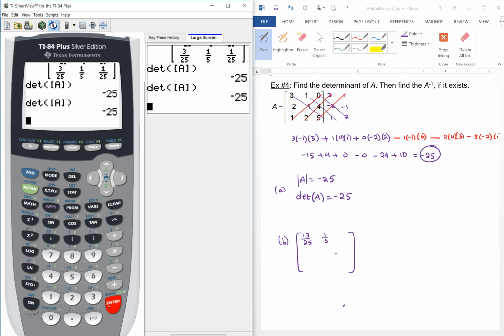You will not be able to use your calculator for the entirety of the tests. So it is in your interest to know how to find the determinant of a 3 by 3 by hand. I will not ask you to find the inverse of a 3 by 3 by hand, so that you need to use your calculator for. Okay?